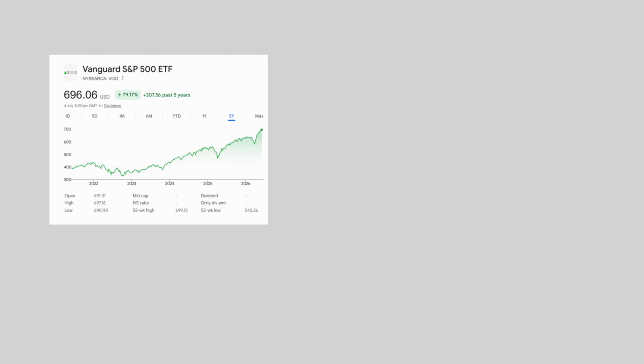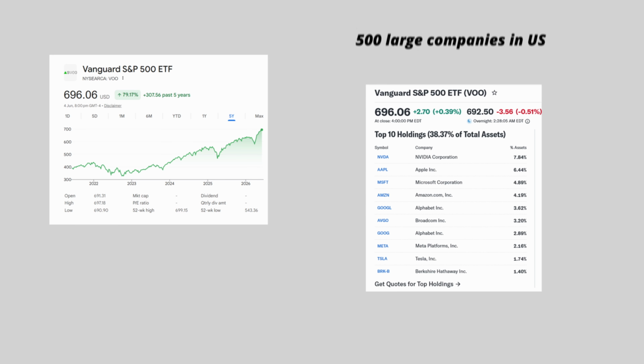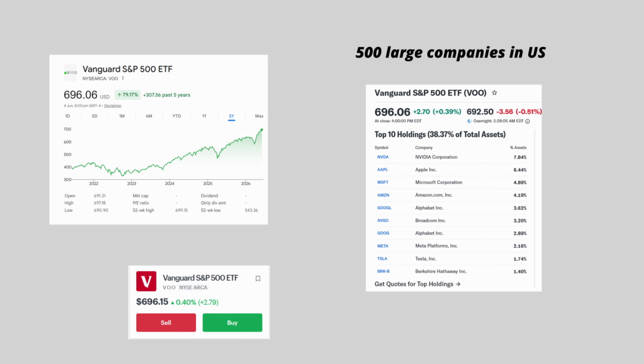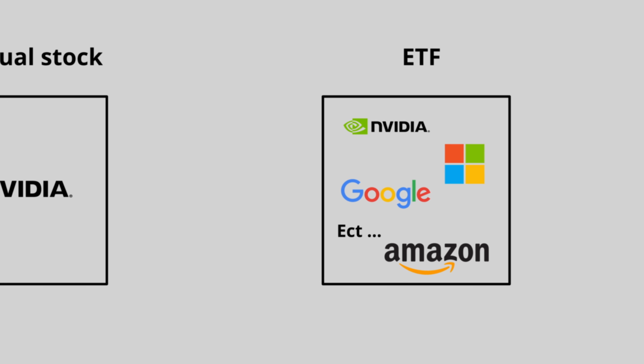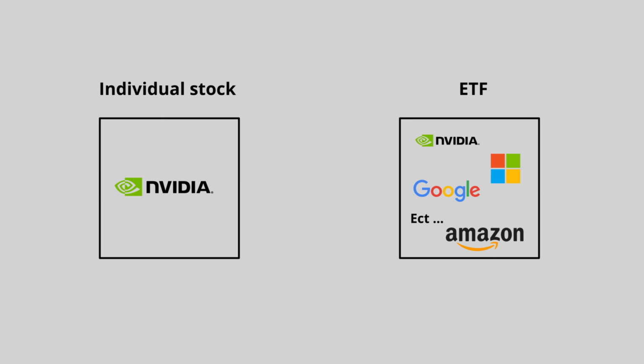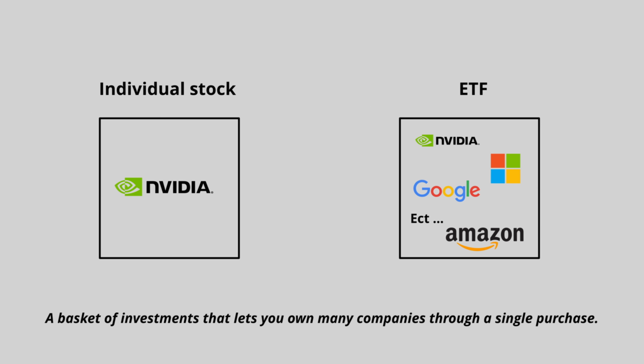For example, the Vanguard S&P 500 ETF invests in around 500 of the largest companies in the United States. That means when you buy one share of the ETF, you're getting exposure to companies like Apple, Microsoft, Nvidia, Alphabet, and hundreds of others at the same time. So instead of betting on just one company, you're spreading your investment across many companies. That's what an ETF is, a basket of investments that lets you own many companies through a single purchase.